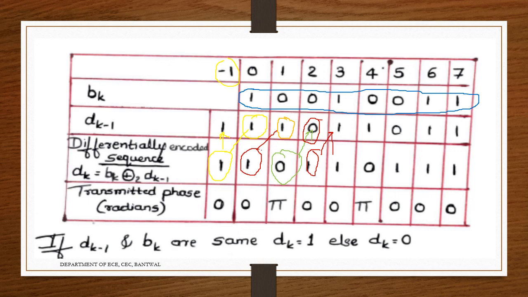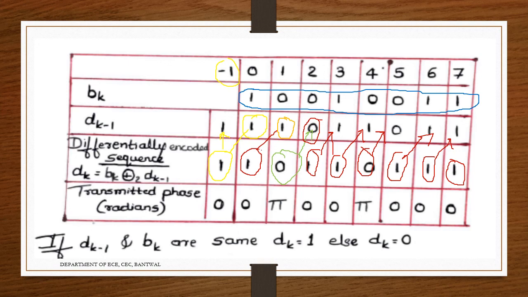1 and 1, what will it become? Again 1. Similarly 0 and 1 is 0 because it is dissimilar. Then 0 and 0 gives 1. 1 and 1 gives 1. And next 1 and 1 gives 1. So this is the bit sequence. Now we are done with the differentially encoded sequence.